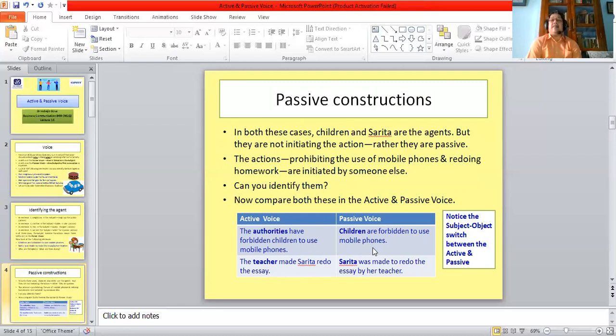Sarita is being made to redo the essay by somebody else, and the children are forbidden to use mobile phones by somebody else. So they are not initiating the action, rather, they are passive. Now, these actions, prohibiting the use of mobile phones and redoing the homework, are initiated by somebody else. So, in Sarita's case, it is probably her teacher.